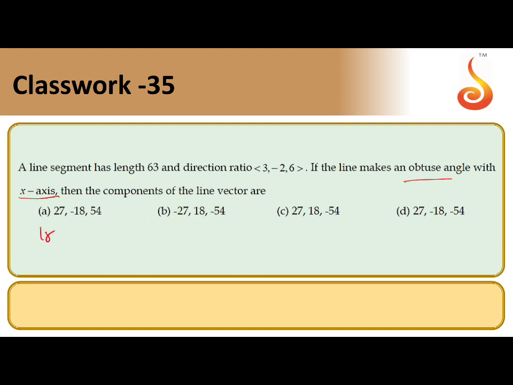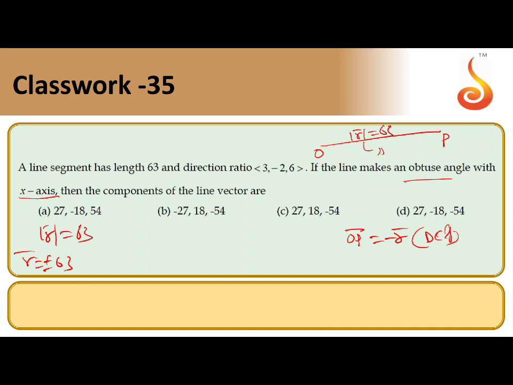Here the length of the vector is modulus r, which is 63. So OP vector has the magnitude given as 63. So r bar equals plus or minus 63. The length of the vector is 63, but the vector component is minus 63. So for the components of the line vector, OP bar equals minus r bar into the DCs of the vector. So you have to take the DCs of the given OP bar.